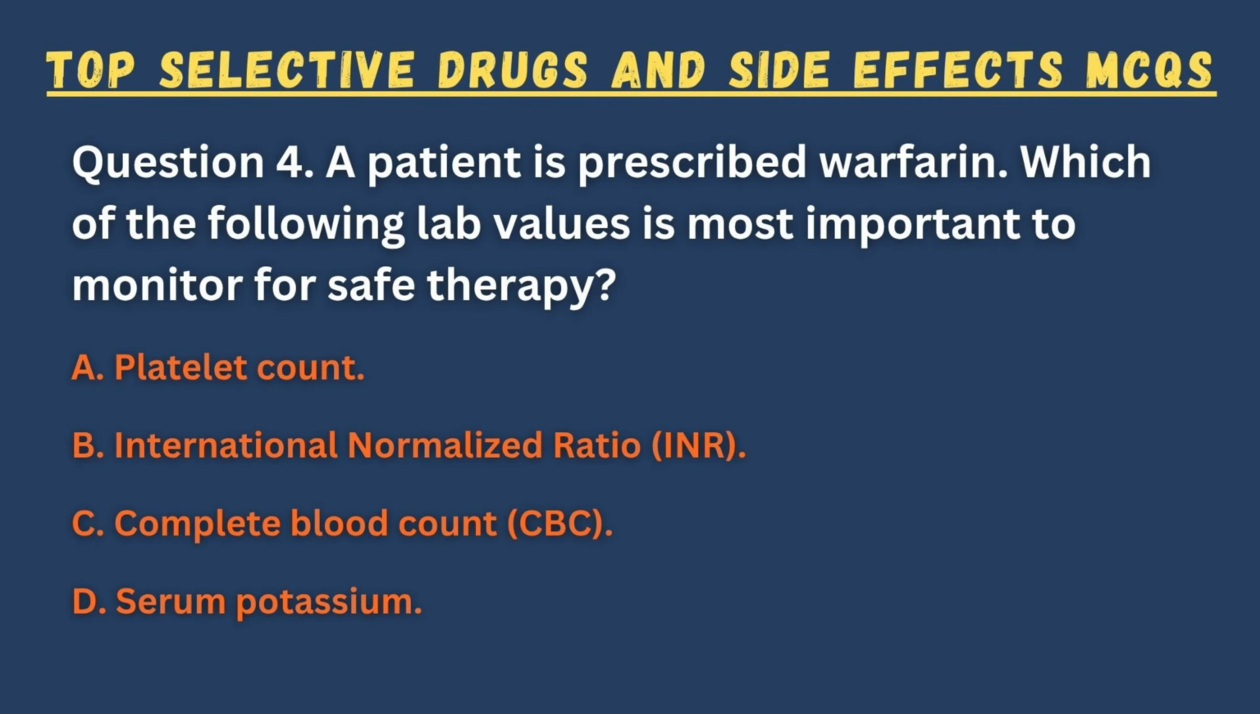Question 4. A patient is prescribed warfarin. Which of the following lab values is most important to monitor for safe therapy? A. Platelet count. B. International Normalized Ratio, INR. C. Complete blood count, CBC. D. Serum potassium.